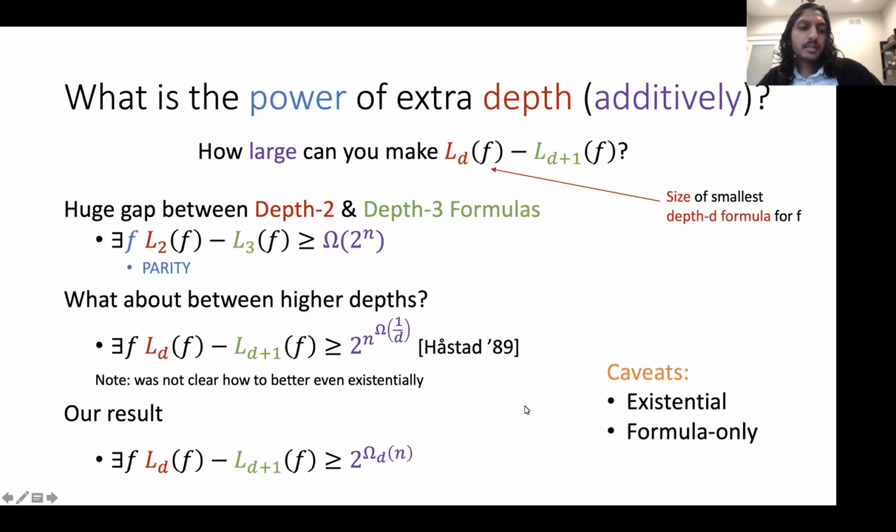And just to mention some caveats, our proof is a really existential proof. I don't know how to make this explicit at all. And I only know how to prove it for formulas. I think it should be true for circuits too, but the way that it's proved is crucially using formulas. And if you tried to transform these formulas into circuits, things would blow up and it wouldn't work. Okay, so I'm going to tell you a little bit next about how this is proved. But are there any questions about the statement of the result or the background? Okay, cool.